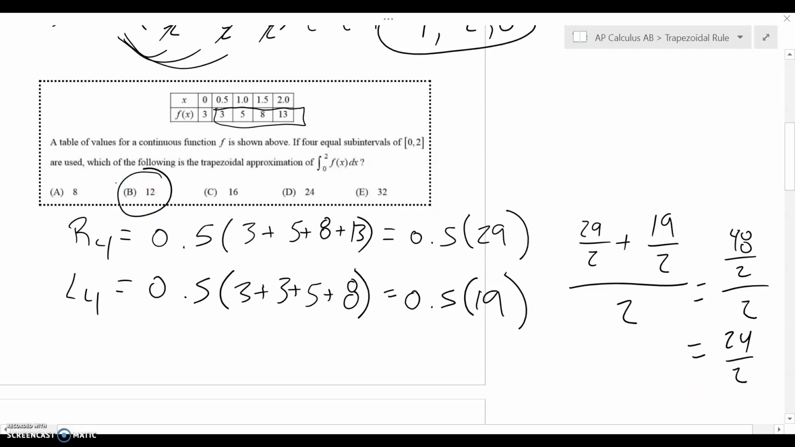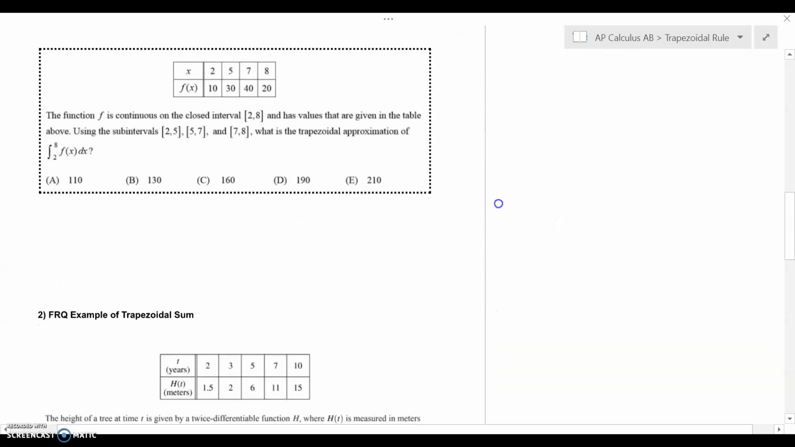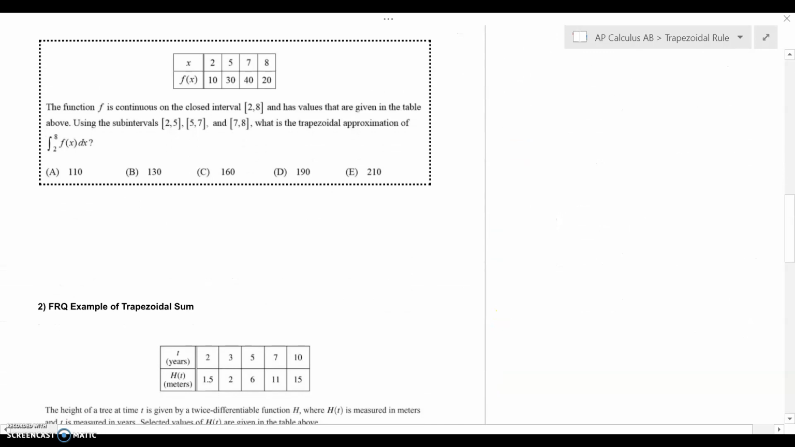So again, right edge, left edge, add them together, divide by 2. And there's our trapezoidal rule. So we're averaging the left and the right. On this last one, this is where they get kind of tricky with it. They're giving you the same kind of subintervals in the table, but they're giving uneven subintervals. So you actually have to pay attention to the width here. It's not the same on each one of them.